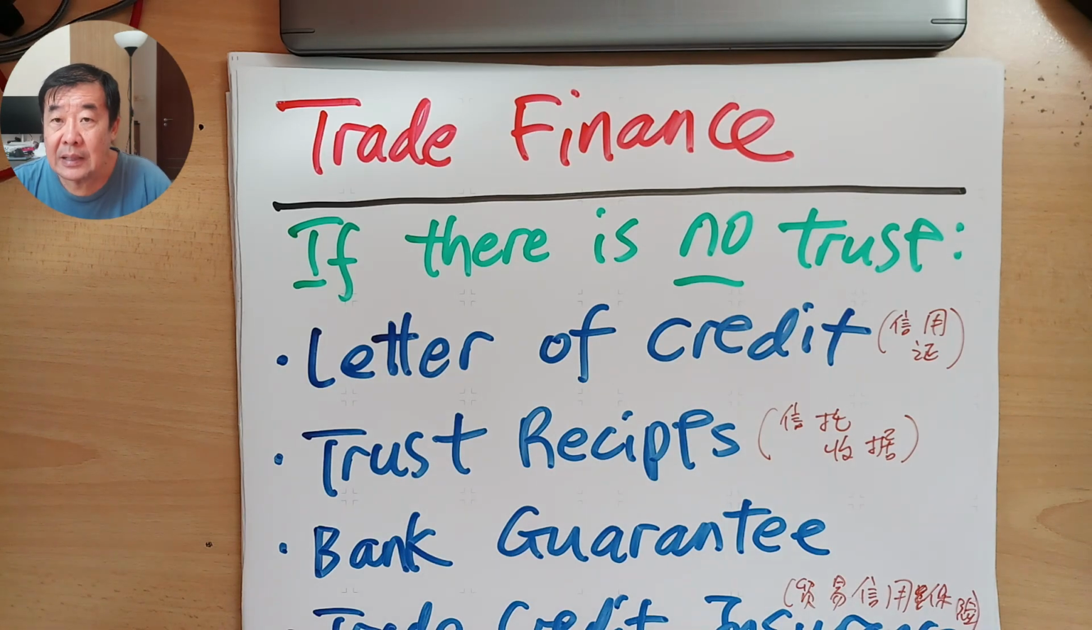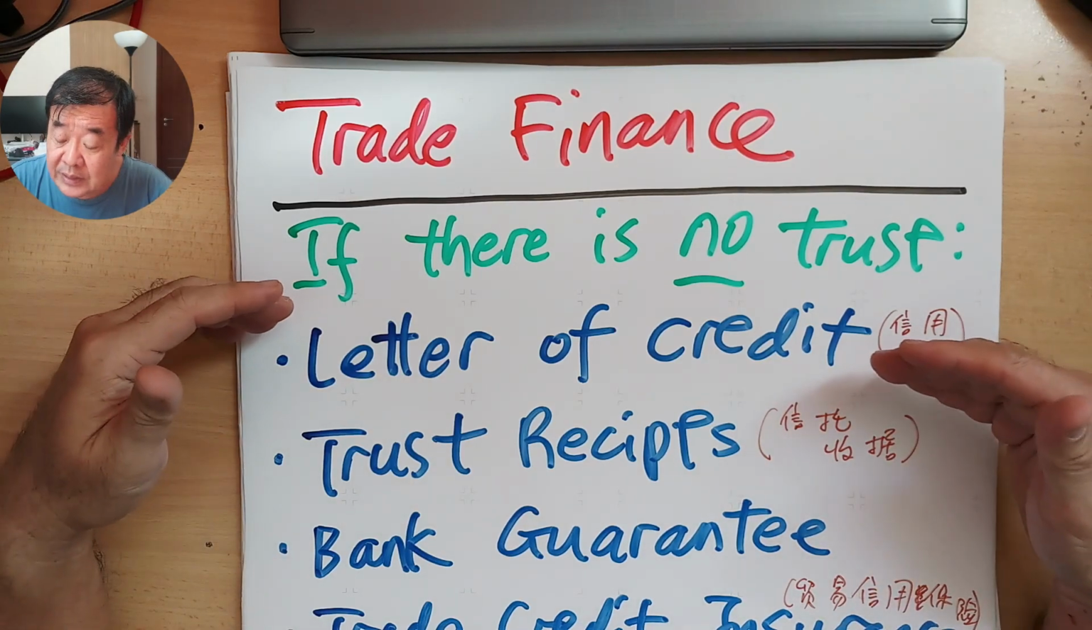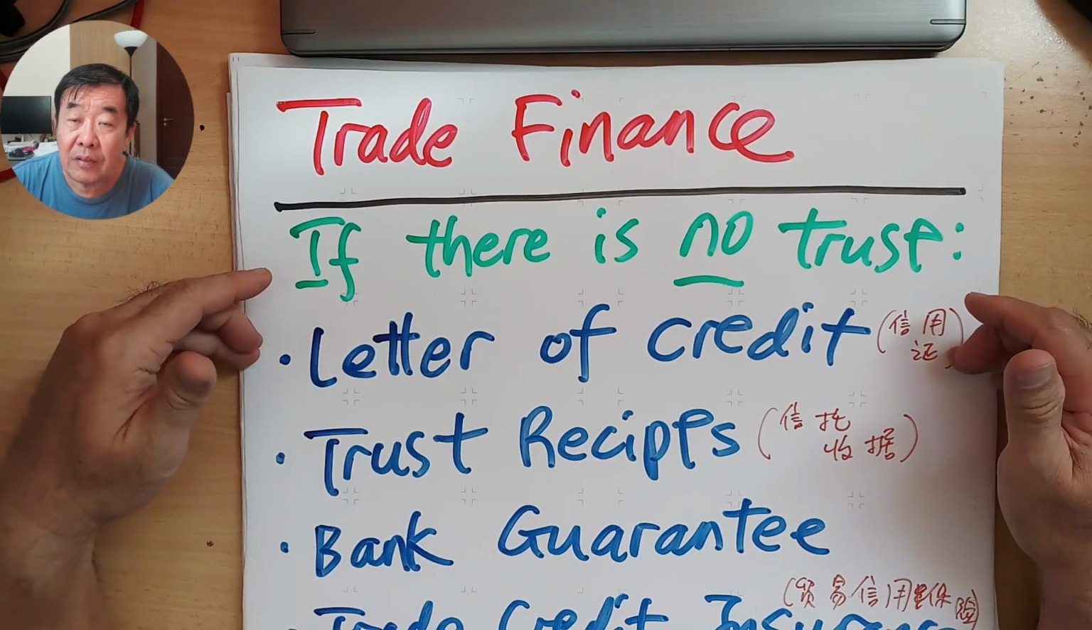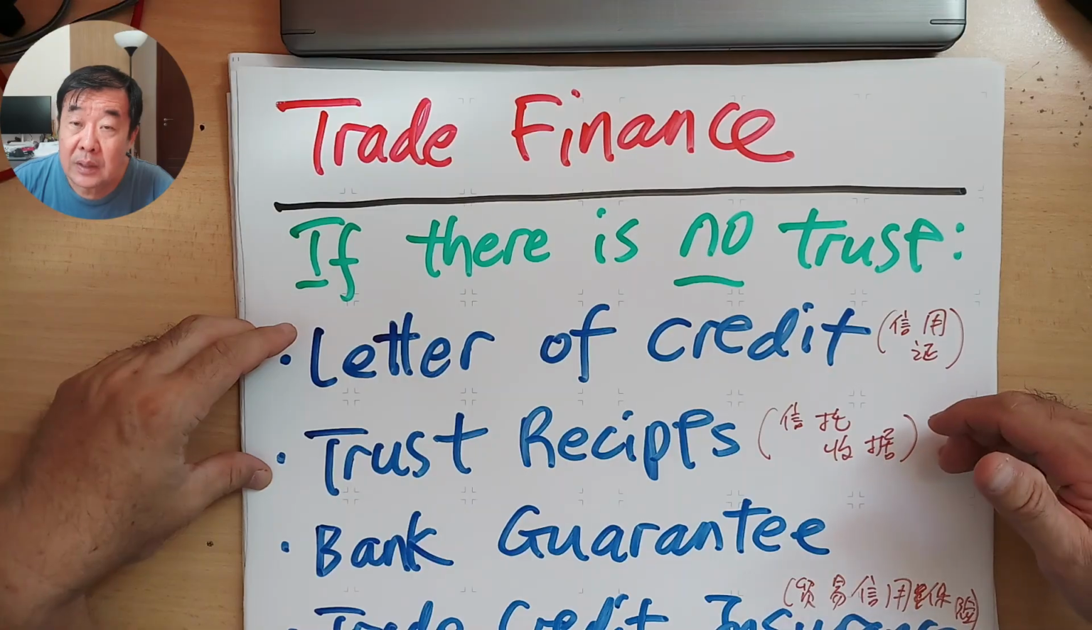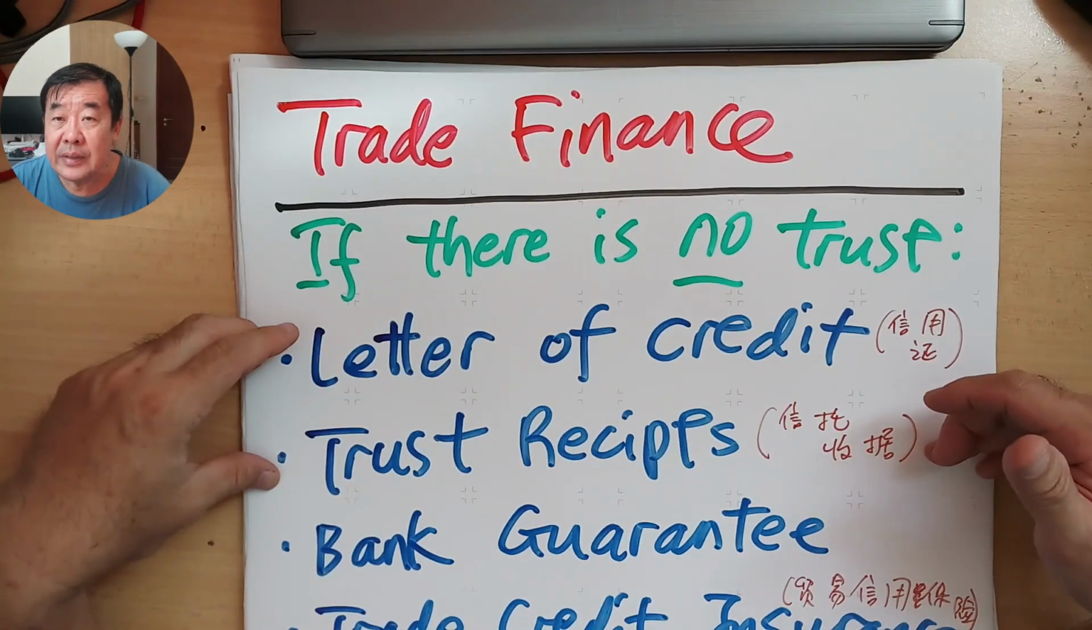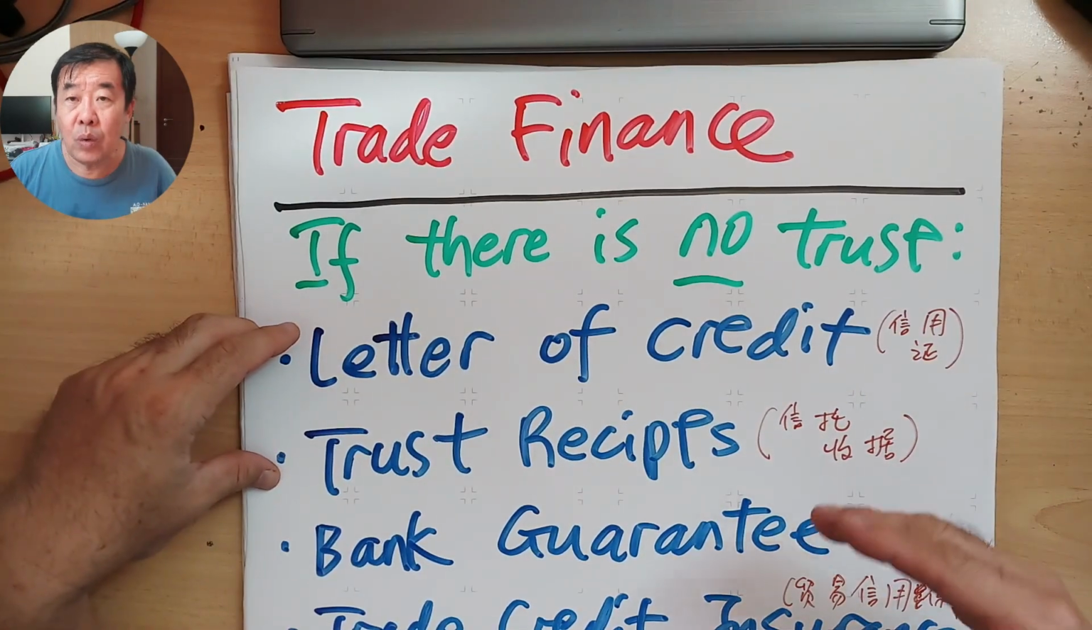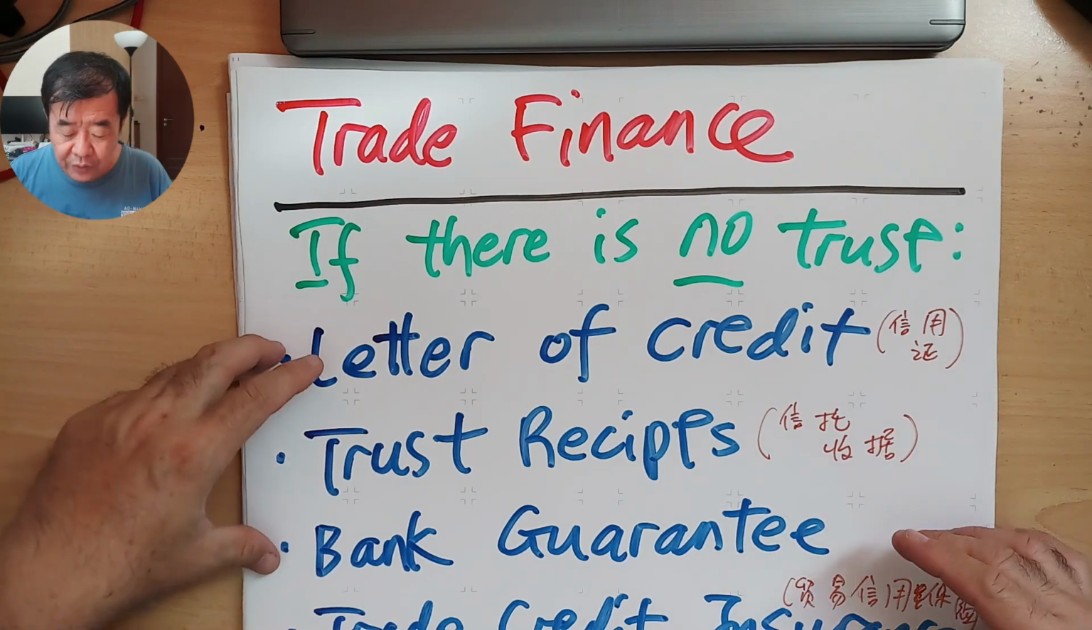So in this case, there are some financial documents that will be produced. One is called the letter of credit, which I will go into in more detail later. Something like a trust receipt, which is something to do with financing of the importer or the exporter. And also bank guarantee. So banks sometimes will step in as a guarantor to guarantee that the payment or the delivery of goods will be done according to the contract.